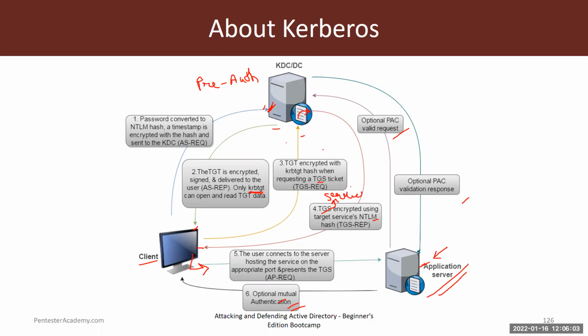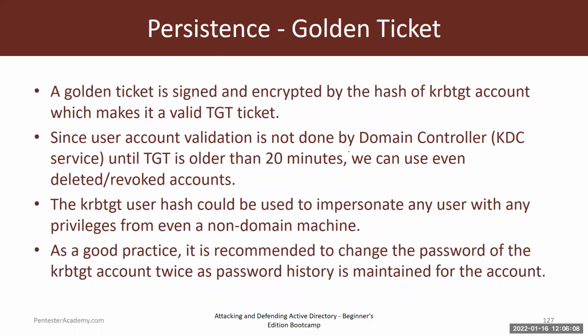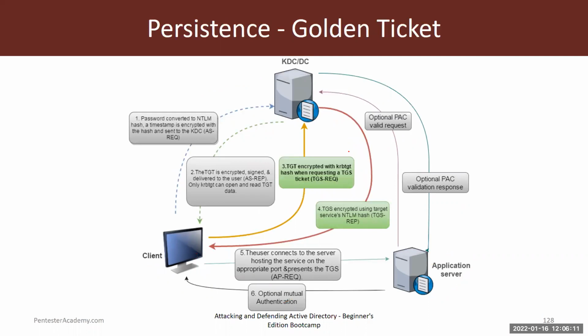Now, each step here is abusable in one way or the other. We'll come back to this slide in a moment. What we are going to discuss right now is the golden ticket attack. Recall, I emphasized that at the end of step 3, the only validation, and I say that deliberately with a lot more accent so that you remember it well, the only validation that the DC does at the end of step 3 is if it can decrypt the TGT using the KRBTGT hash. That is it.